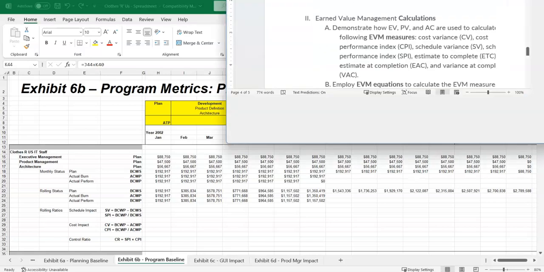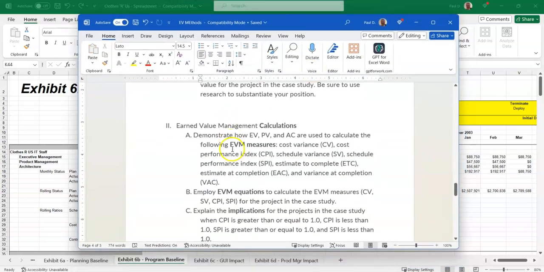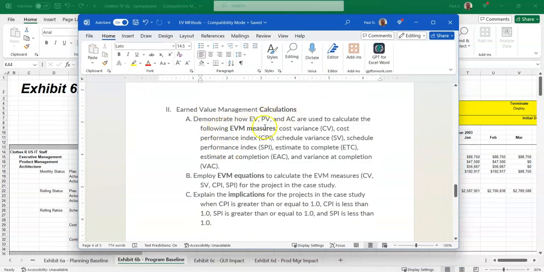But the assignment for milestone 2 is to demonstrate how earned value, planned value, and actual cost are used to calculate the following EV measures: cost variance, schedule variance, cost performance index, schedule performance index, estimate to complete, estimate at completion, and variance at completion. Those are basically just formulas that you can verbally describe in your paper, explaining how you would make those calculations and where in the spreadsheet the numbers would come from.